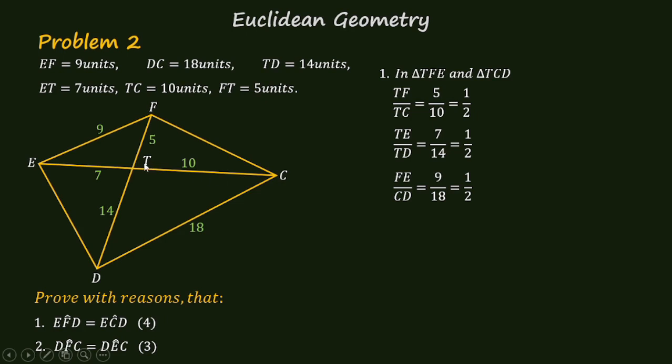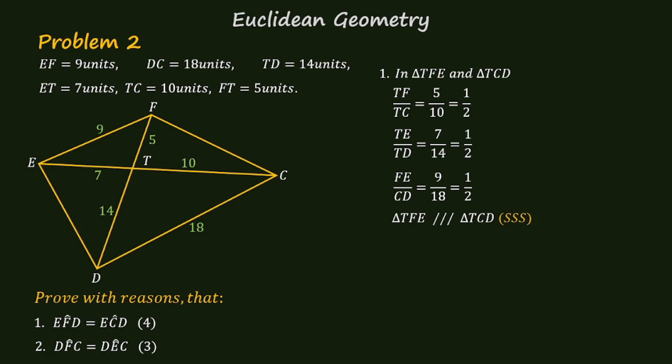So we are looking at these two triangles here, this triangle and that triangle. So this side goes with that. And then we come to TE. We have TE, the smaller triangle, goes with TD. And then we have the side FE, the smaller triangle, goes with the side CD, the bigger triangle. The ratios of the corresponding sides of the two triangles are all the same. They give us 1 over 2. Then we can conclude that the two triangles are similar to each other.